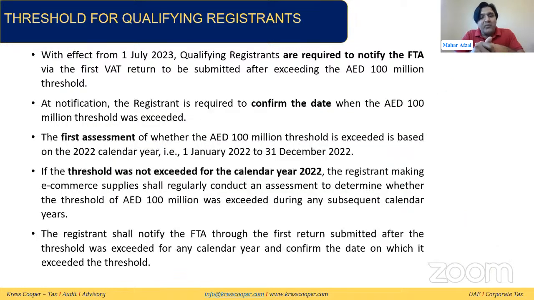Then the threshold for a qualifying registrant. We have already discussed the threshold. The threshold is 100 million. To notify the FTA, this 100 million is only for supplies made through the e-commerce medium. Whenever they are doing the notification, the registrant is required to confirm the date when this 100 million threshold was exceeded at the time of submission, return and report. The first assessment is starting from the year 2023. We have already discussed this 100 million for any calendar year. If this 100 million is crossed during the calendar year, from January to December, the first calendar year for assessment is 2022.